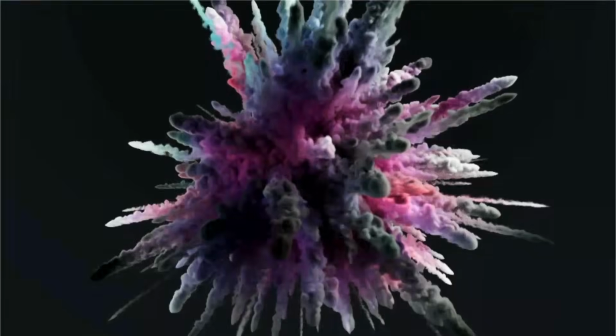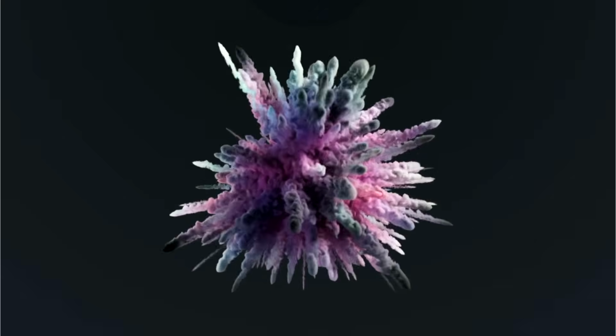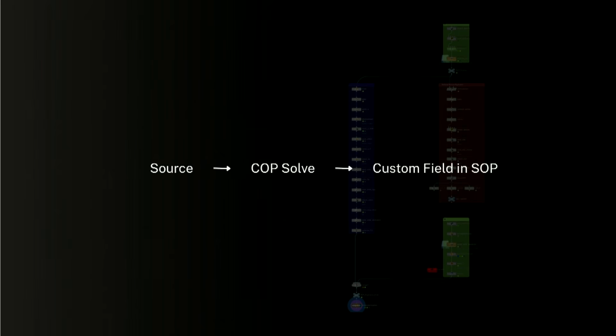And let's switch up and look at a more colorful Pyro explosion. So again, we create our source in SOP, to then bring it into the COP solver, and finally make a custom field in SOP to color the smoke.